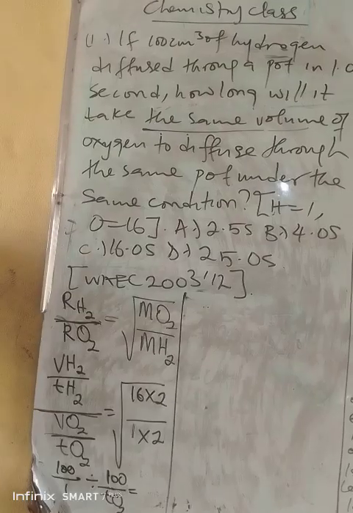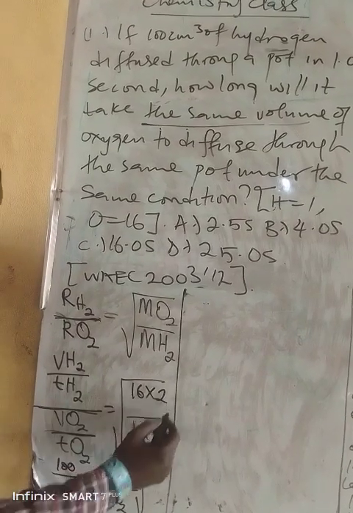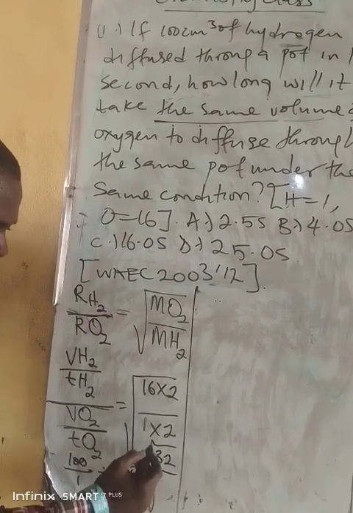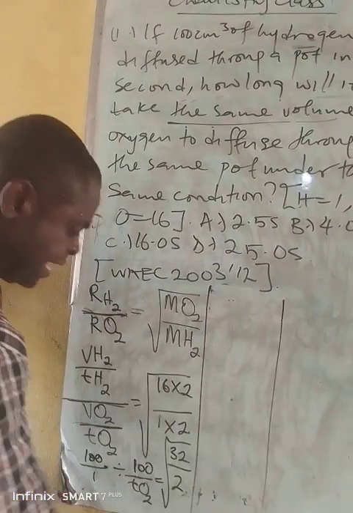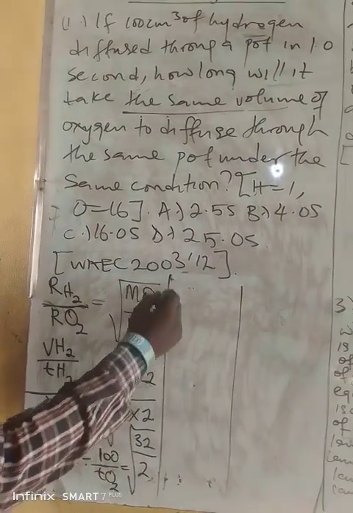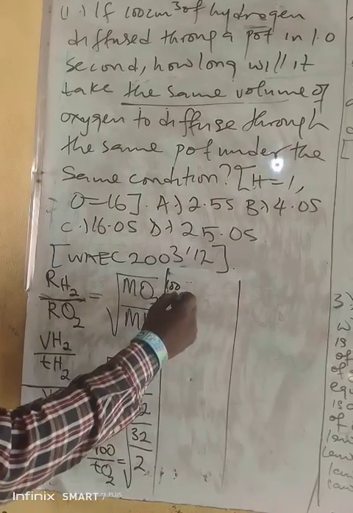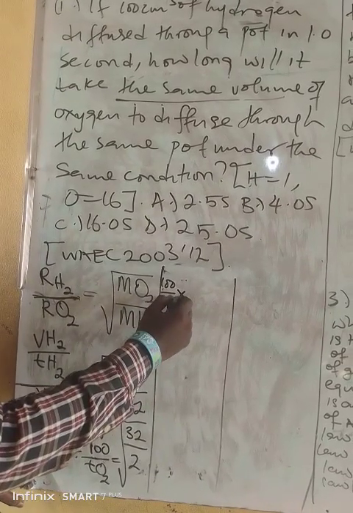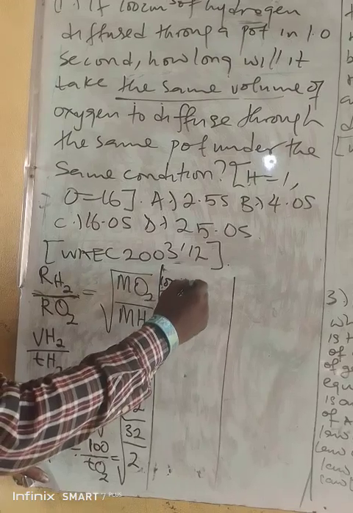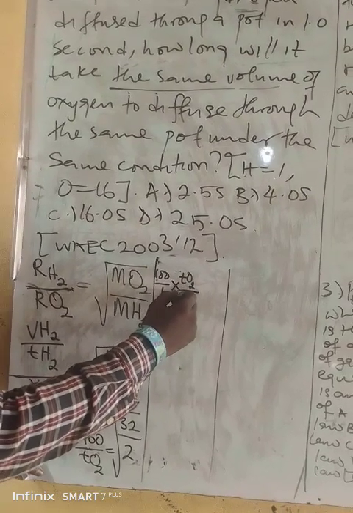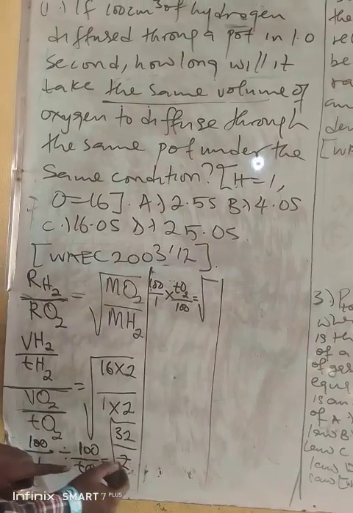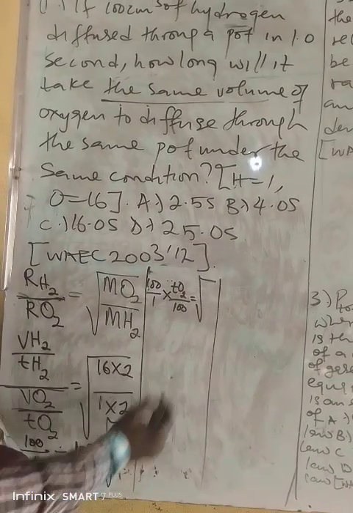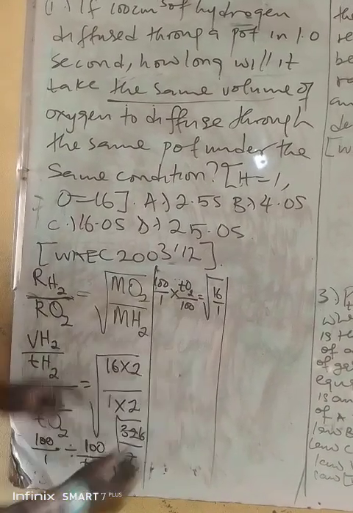Then we come back here. We put our square root. 16 times 2 is 32, over 1 times 2 is 2. Now we rewrite this as 100 over 1, then we change this division sign to times. This one comes up: TO2 over 100, equals the square root of 32 over 2, which is 16 over 1.